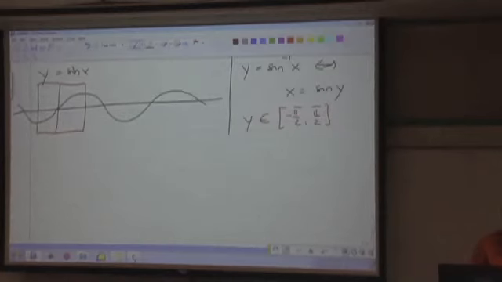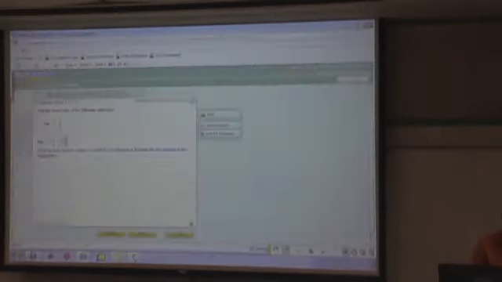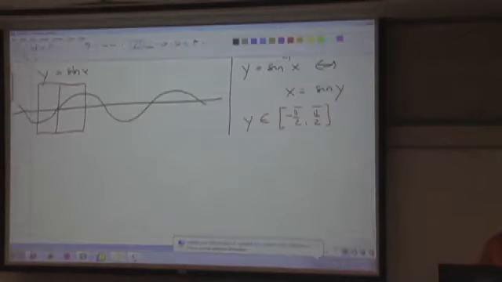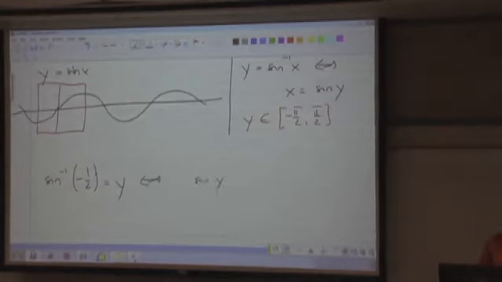So if I come back to my problems over here, and I'm asked what is the sine inverse of minus 1/2? Okay, so let's say sine inverse of minus 1/2 is equal to some value of y, which I don't know what it is, right? This is equivalent to saying sine of y is equal to minus 1/2. For what value of y is sine minus 1/2?